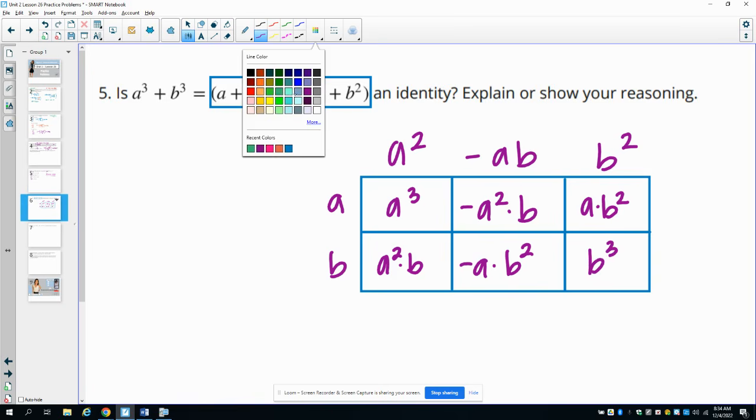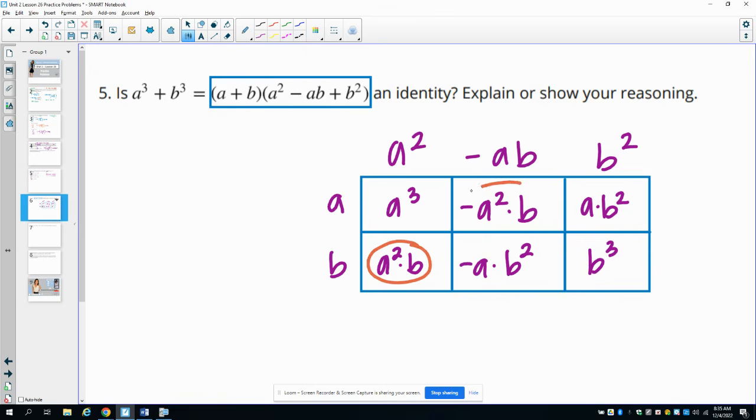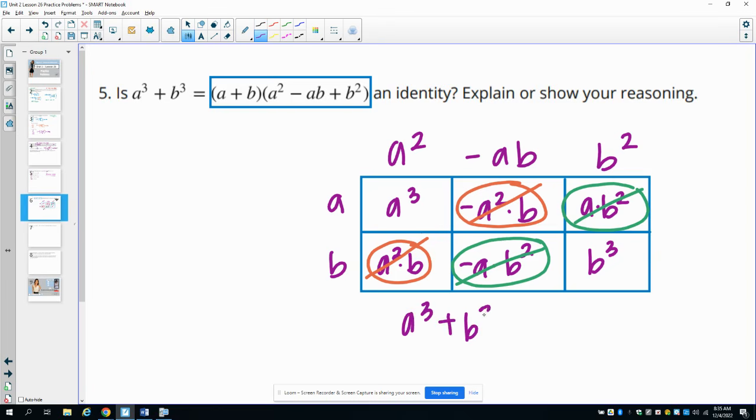So then we'll take a look at some like terms in here. So these two are like terms. So this is 1A squared B, and this is negative 1A squared B, so those equal 0. Negative AB squared and positive AB squared. So that's a negative 1AB squared and a 1AB squared. So those equal 0. And we're left with A cubed plus B cubed, which is exactly what this side said. So yes, it's an identity.